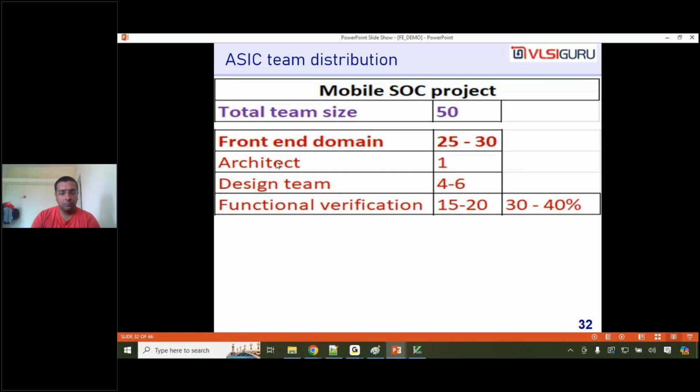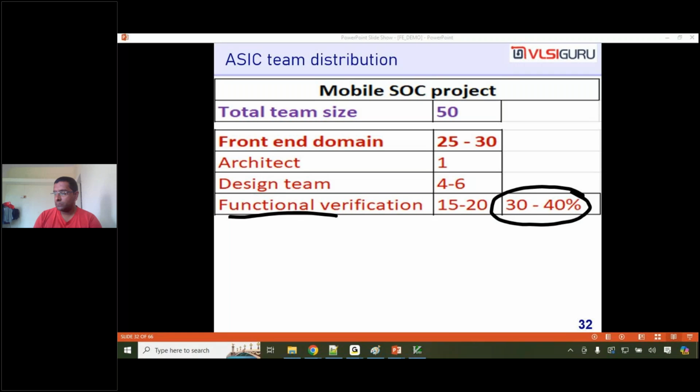There will be only one architect. Around 4 to 6 people will be design team and integration team. Then the remaining 15 to 20 people will be functional verification. So you see which domain in the front end has more opportunities? Functional verification, because almost 20 to 30 to 40% of the entire team will only be functional verification. That is where you see a lot of opportunities in this domain.